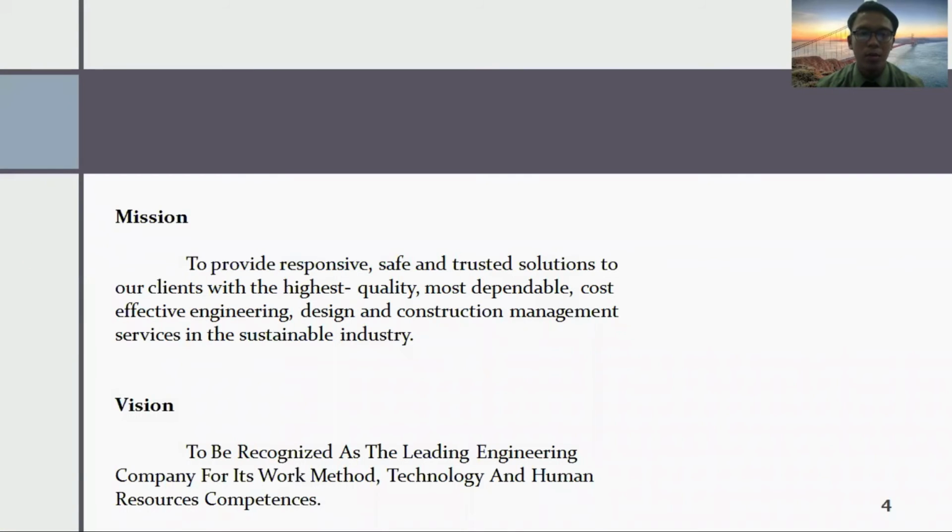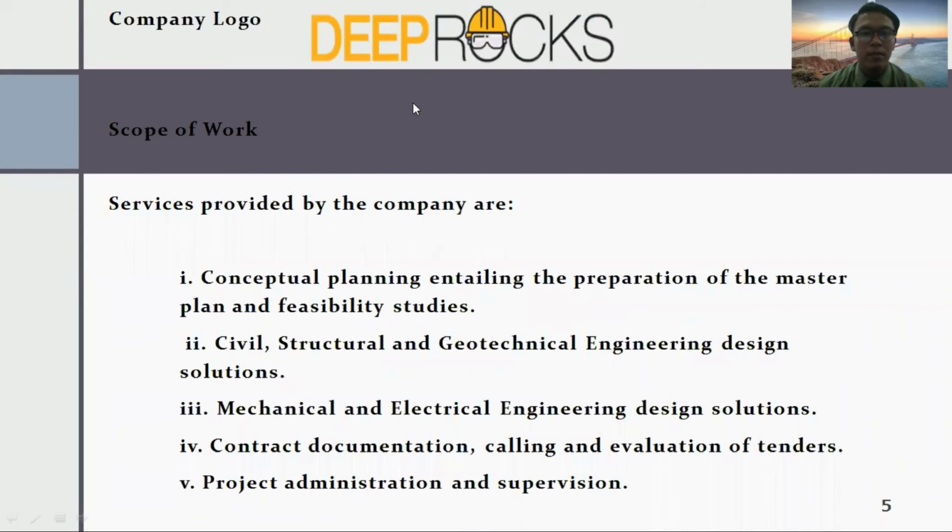The mission is to provide representative, safe and trusted solutions to our clients with the highest quality, most dependable, cost-effective engineering, design and construction management service in a sustainable industry. Our vision is to be recognized as the leading engineering company for its work method, technology and human resources competence. This is our company logo.